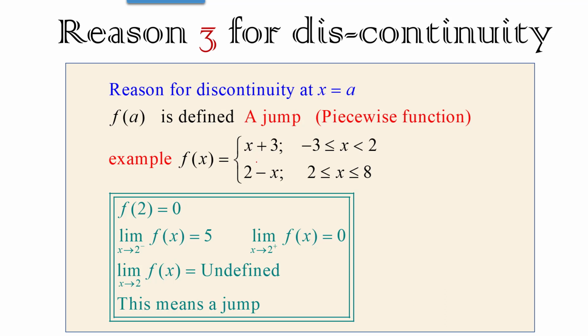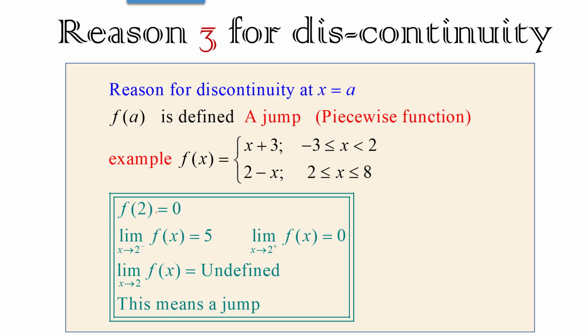So I've got a very simple example over here. It's got two functions. The first one is x plus 3 and the second is 2 minus x. And the point we would be checking would be this point 2, where they are pieced together, because the first function ends there and the second function starts there. So the first function is ending at 2, not included, and the second function starts at 2, included. So let's look at each one of those.